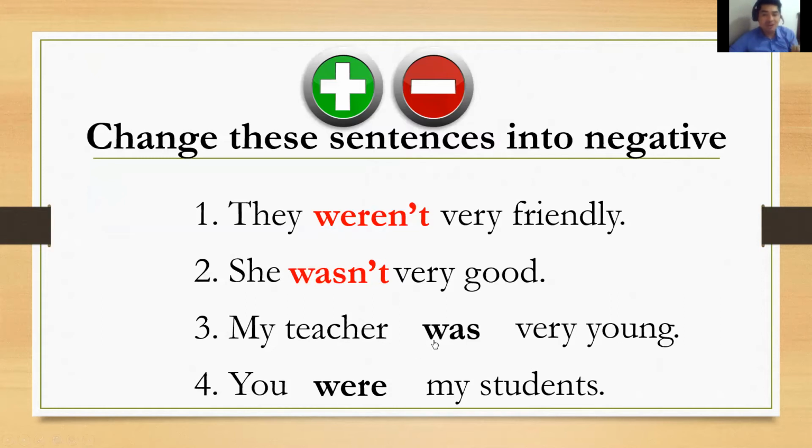My teacher was very young. A different teacher, not me. Yes, my teacher wasn't very young. And you were my students. What's the negative form, class? Yeah, you weren't my students. So here, class, as you can see, we have the negative form of be, weren't and wasn't. Weren't and wasn't. Good.